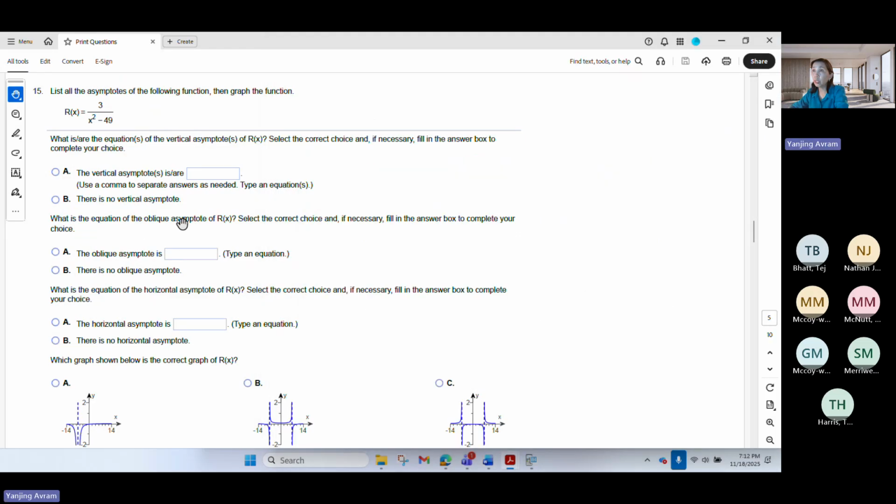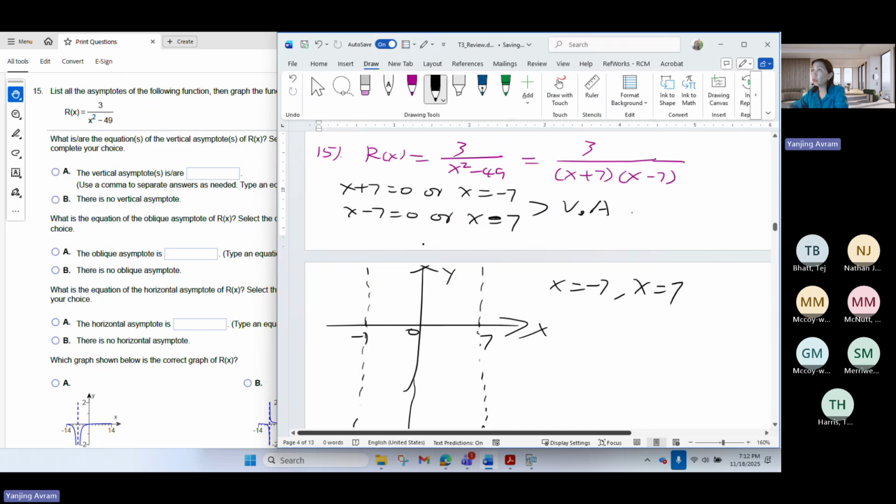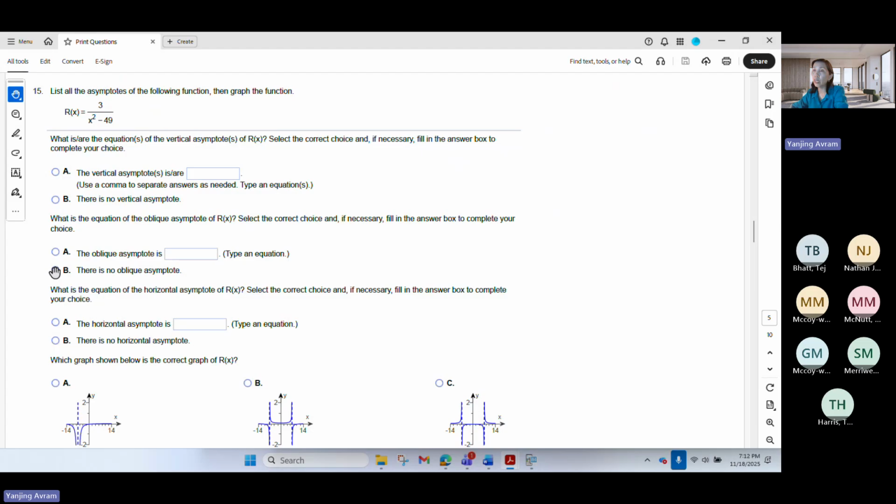Which equation is the oblique asymptote of R of x here? Well, what is the oblique asymptote? An oblique asymptote happens when the numerator degree is one higher than the denominator. My numerator degree is x to the 0, because x to the 0 power is 1, so it is lower than the denominator. So we do not have an oblique asymptote, so the answer will be B here. We do not have an oblique asymptote, but we do have a horizontal asymptote.